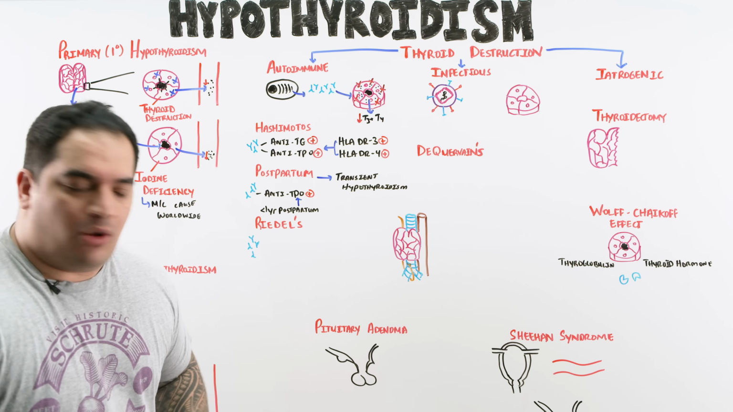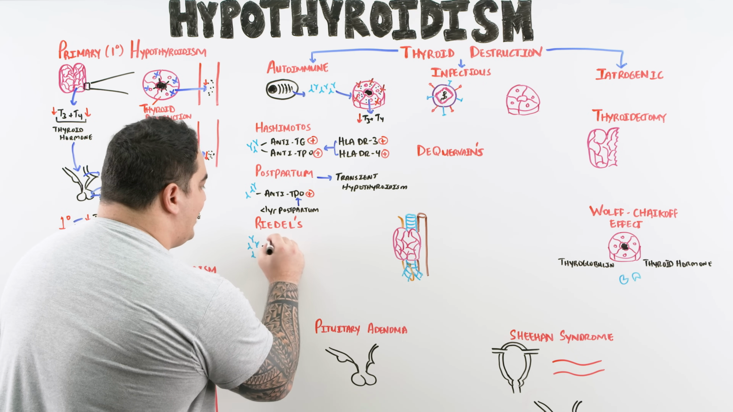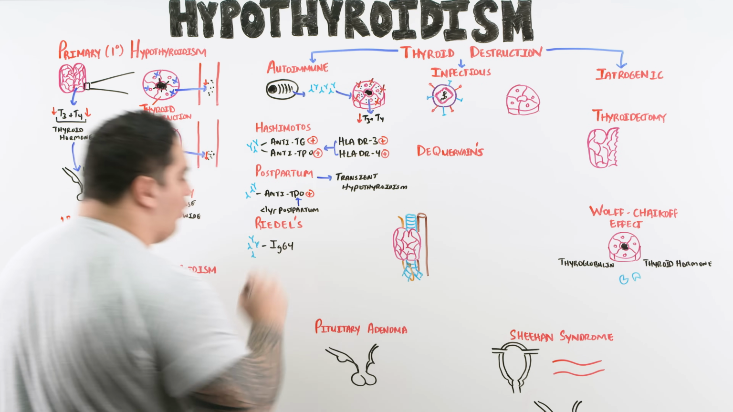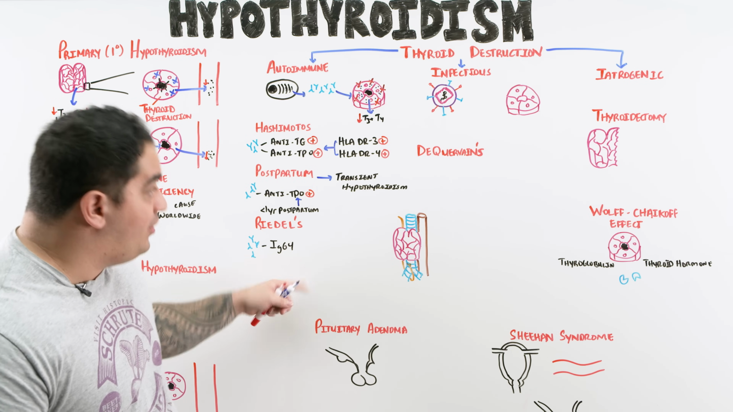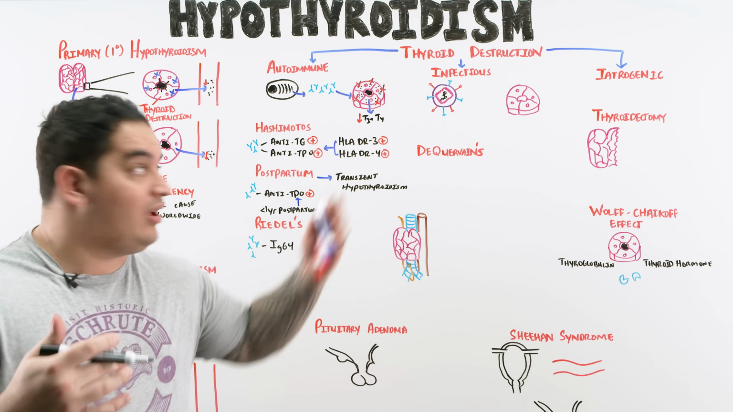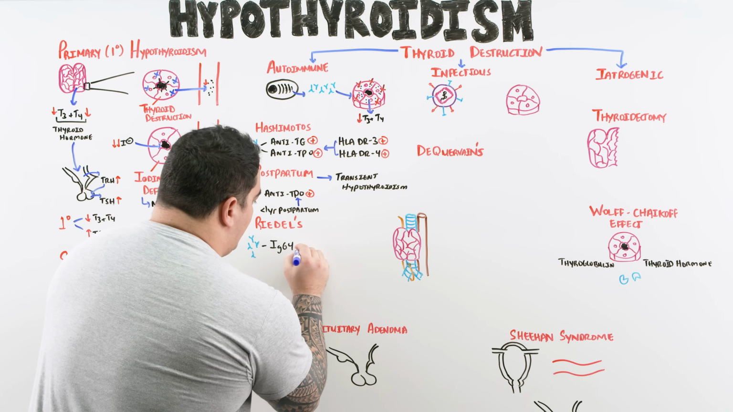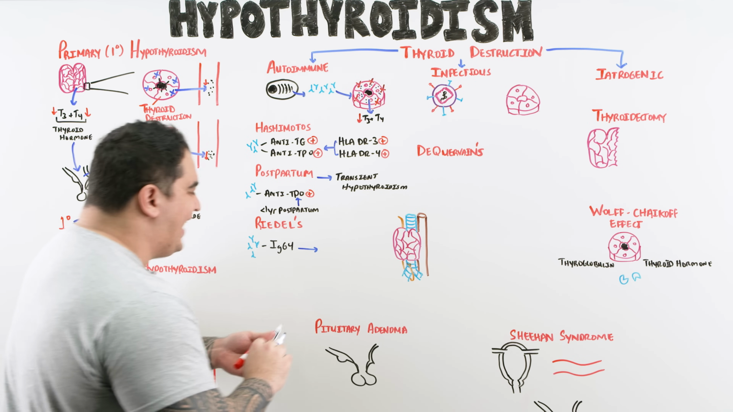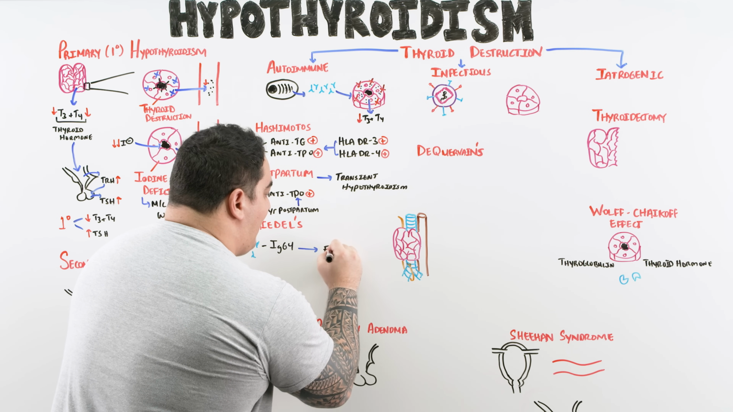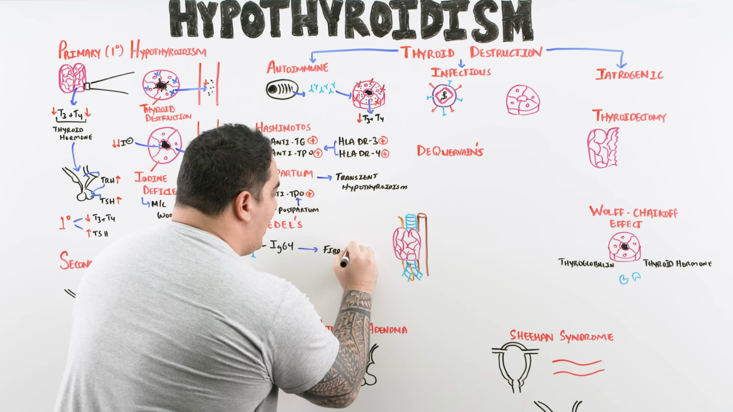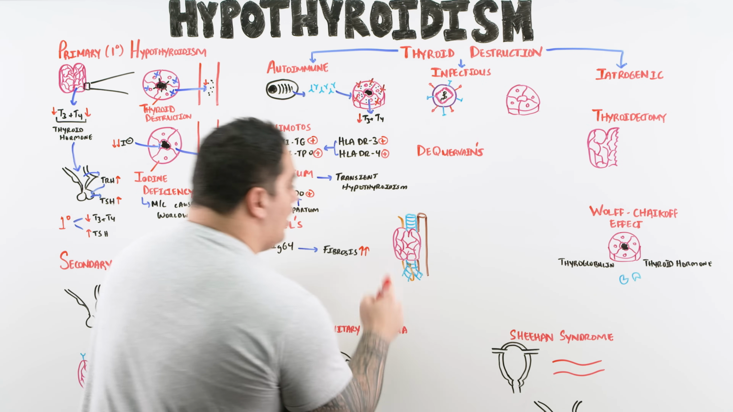Last one is Riedel's. Now, Riedel's thyroiditis is very interesting. It's a part of a group of diseases called the IgG4 systemic diseases. IgG4 antibodies are produced and they cause destruction of the thyroid gland. But more particularly, they do something really interesting. What they do is they activate fibroblasts, and fibroblasts release lots of fibrous tissue. And this leads to increased fibrosis of the thyroid gland.